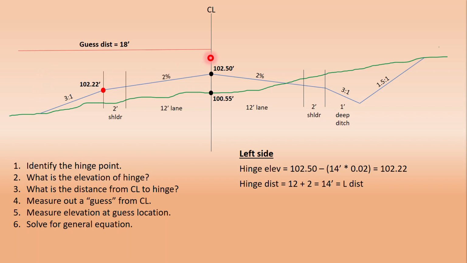Next is to guess a distance, and this is literally us pulling a cloth tape. In this example I'm just going to say 18 feet out. One thing is you already know what your minimum guess has to be, right? You have to be guessing at least your L distance, 14 feet. Because even if your natural ground happened to be at the exact elevation, 102.22, you're still going to be at least 14 feet away from your center line just to have your driving lane and your shoulder. So you always have to go further than your L distance with your guess.